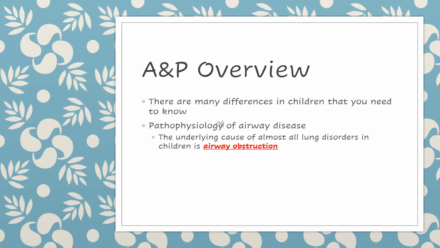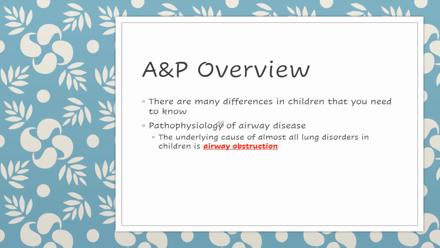So why is it easier for a child to have an obstruction than it is for an adult? Airway resistance is greater in children when compared to adults. The chest wall is more compliant, which increases risk of obstruction, and babies are obligatory nose breathers. So it's easy for their airway to get obstructed by a foreign body, mucus, or inflammation.